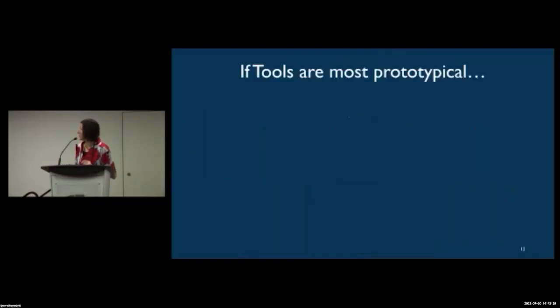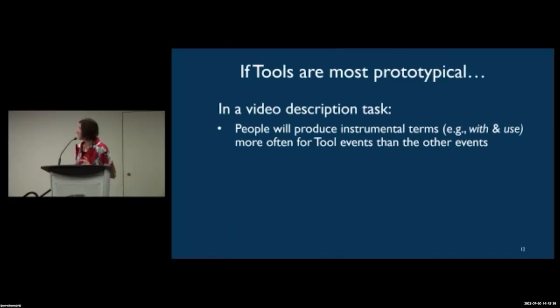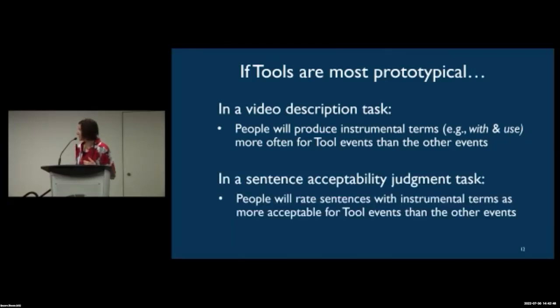So the predictions are, if tools are most prototypical, then in a video description task, we predict that people will produce instrumental terms like with and use and corresponding terms in Dutch and German more often for tool events than for these other events. And in a sentence acceptability judgment task, people will rate sentences with the instrumental terms as more acceptable for tool events than for other events. So we're looking at both what people would produce as well as what they would accept as being good descriptions.